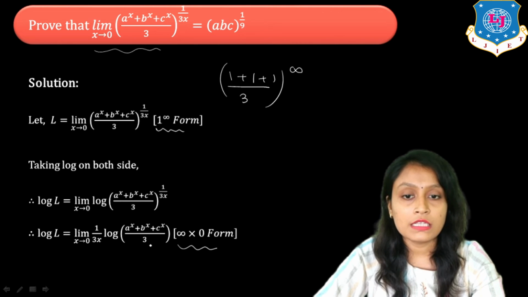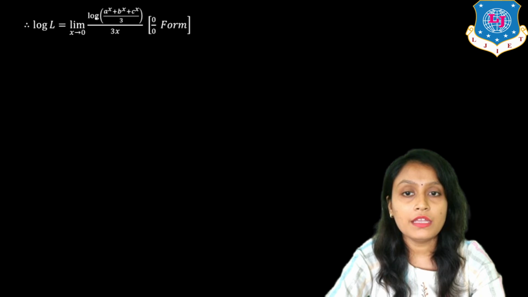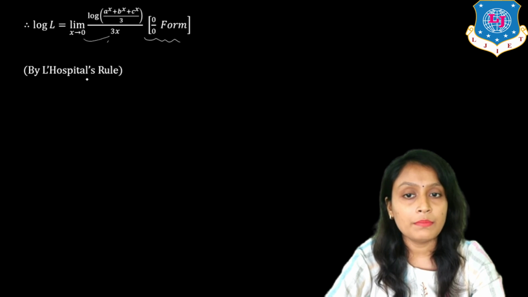Now to solve this, we will just rearrange the terms. So you will get limit x tends to 0 of log of (a raised to x plus b raised to x plus c raised to x upon 3), whole divided by 3x. Now if you substitute x equal to 0 here, you will get the form 0 by 0. Now when we have 0 by 0 form, we will apply L'Hopital's rule.